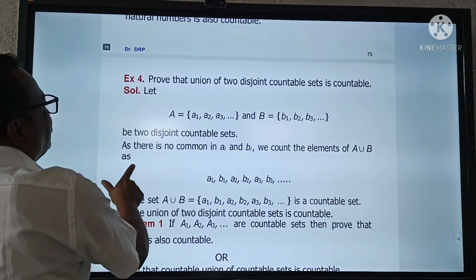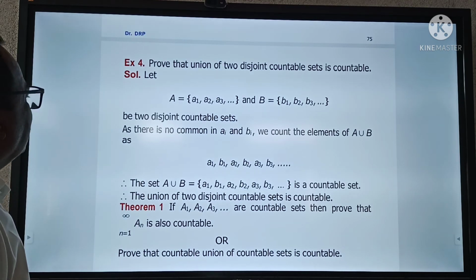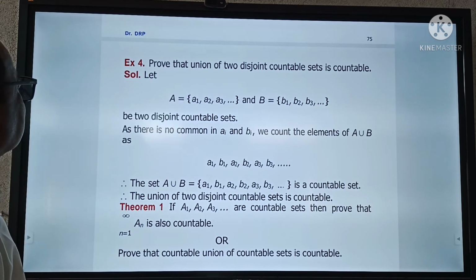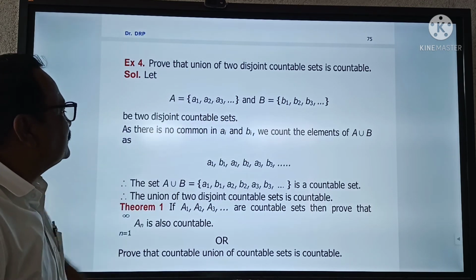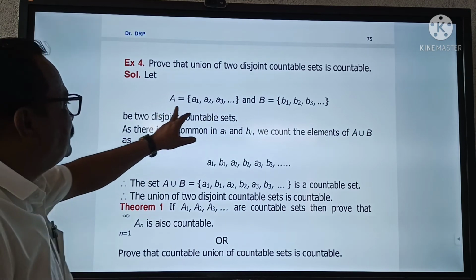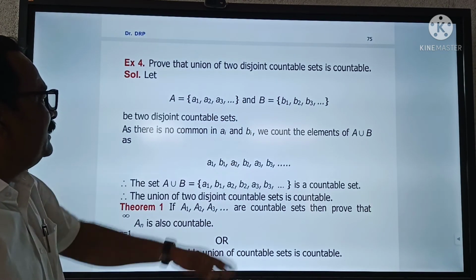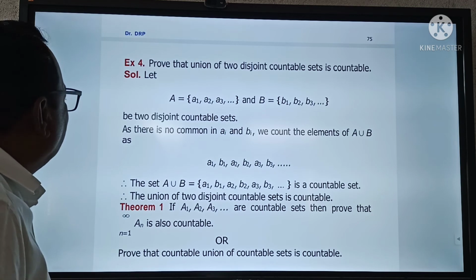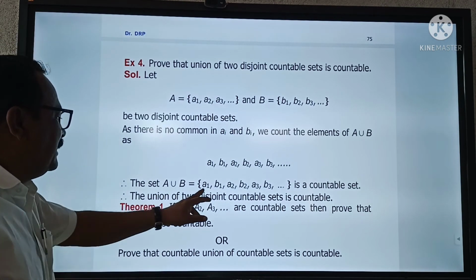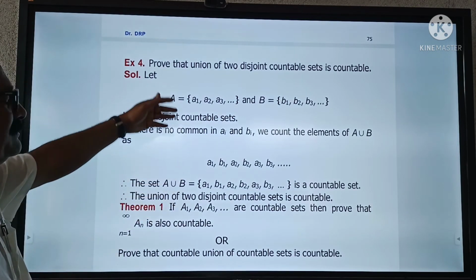We take the next example. Prove that the union of two disjoint countable sets is countable. That is, A and B are the sets. These are disjoint countable sets, which means the intersection of these two sets is the empty set, so there is no common element between A and B. We count the elements of A and B as A1, B1, A2, B2, A3, B3, and so on. So the set A union B is a countable set. The union of two disjoint countable sets is countable.